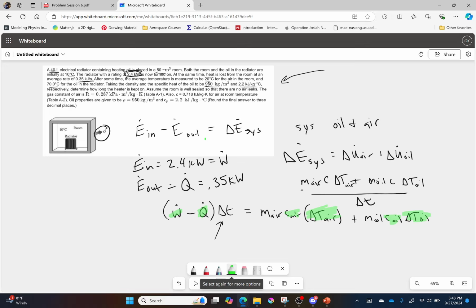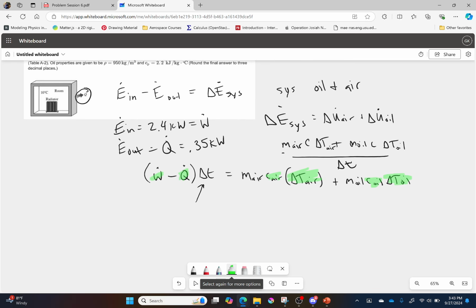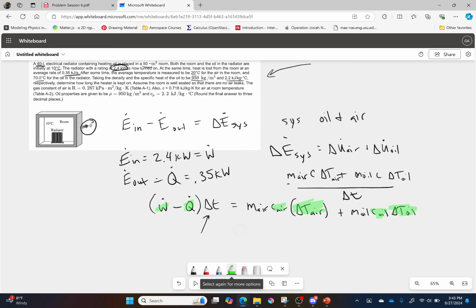I don't know the mass. So before I can solve this, I'm going to have to figure out the mass. Now, that's not terribly hard to do. We can do it without too much trouble. Okay, so let's get into this.